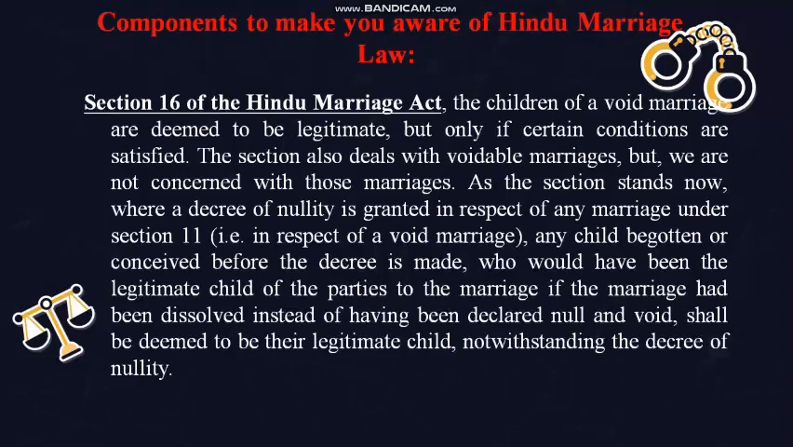The section also deals with voidable marriages, but we are not concerned with those marriages as the section stands now, where a decree of nullity is granted in respect of any marriage under Section 11. For example, in respect of a void marriage, any child begotten or conceived before the decree is made, who would have been the legitimate child of the parties to the marriage if the marriage had been dissolved instead of having been declared null and void, shall be deemed to be their legitimate child, notwithstanding a decree of nullity.